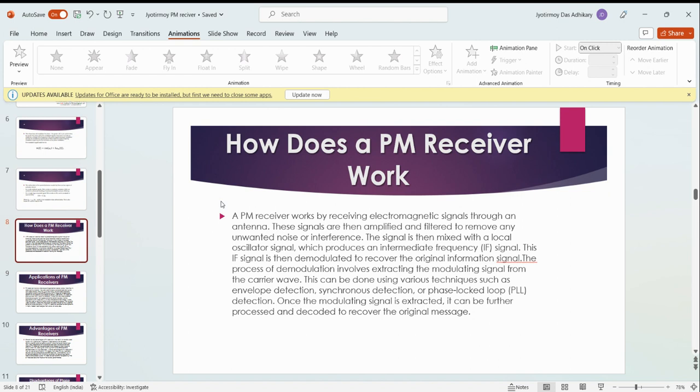The process of demodulation involves extracting the modulating signal from the carrier wave. This can be done using various techniques such as envelope detection, synchronous detection, or phase locked loop detection. Once the modulating signal is extracted, it can be used for further processing and detection to recover the original message.